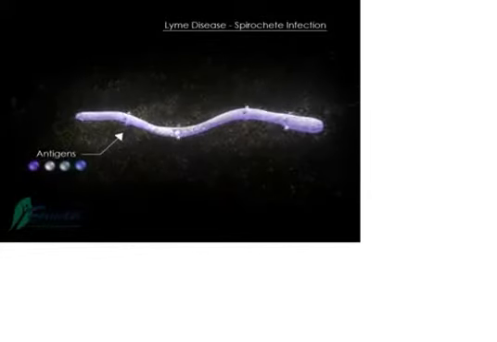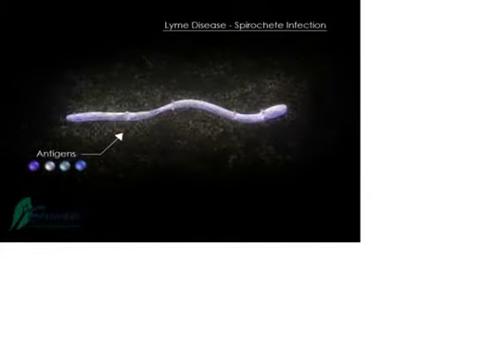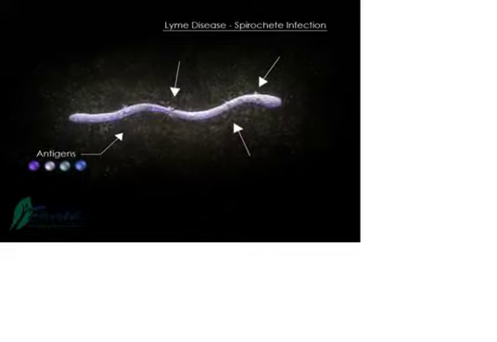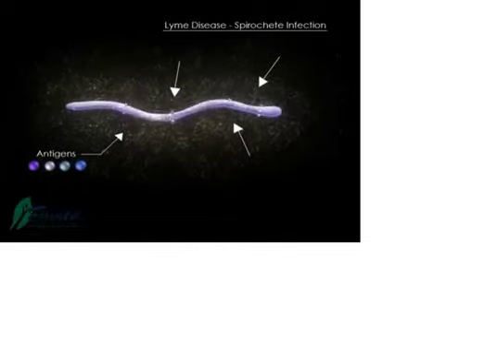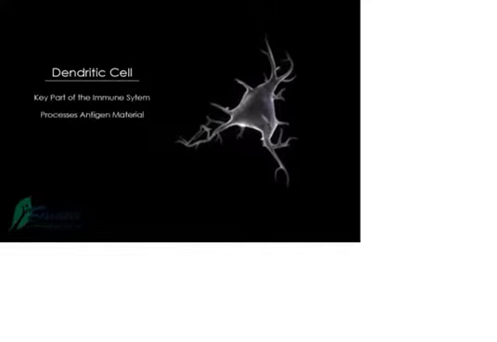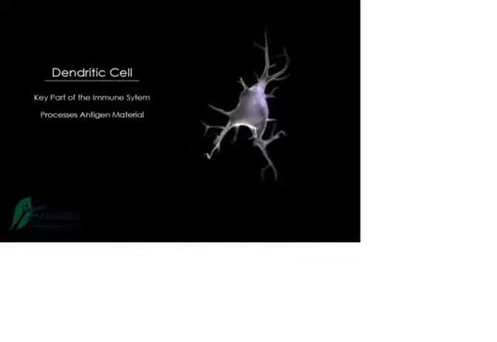The spirochete contains antigens, and the antigens are like fingerprints, which identify this infection to the body's immune system. The dendritic cell is a key part of the immune system. One of the major functions of the dendritic cell is to process the antigen and present it to other parts of the immune system. This is why the dendritic cell is called the antigen-presenting cell.